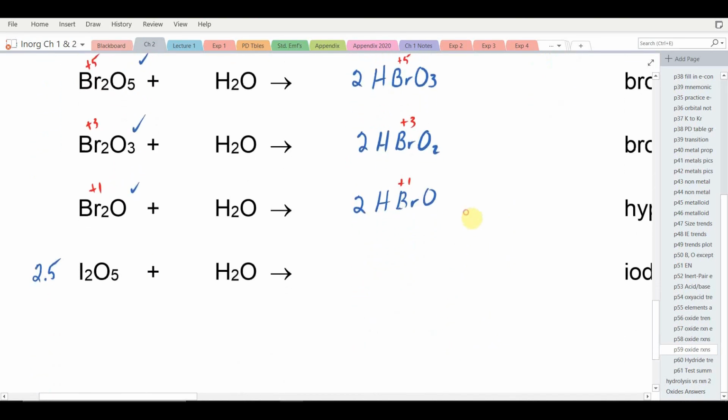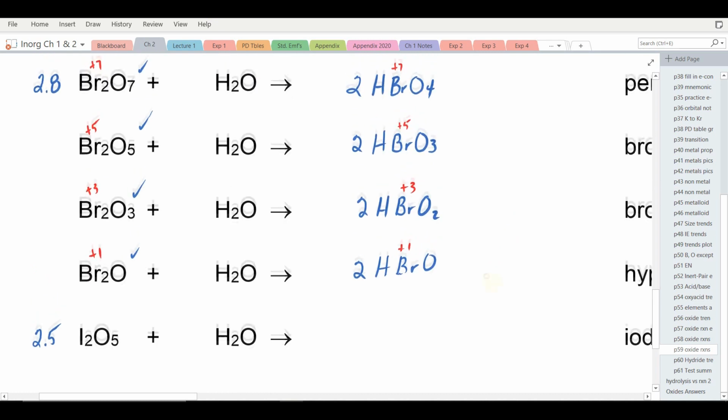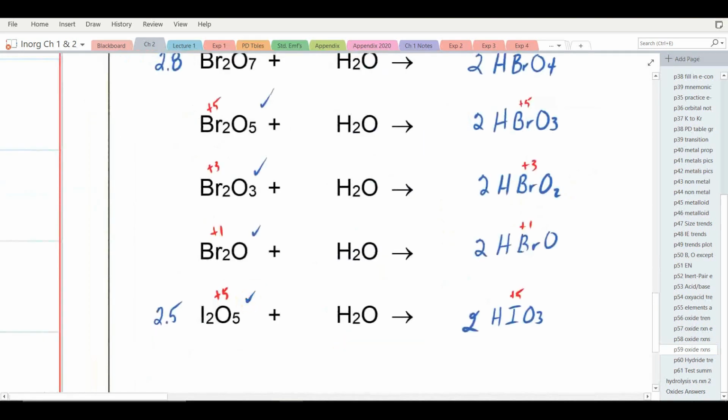And the last one here is iodine. Iodine has an electronegativity of 2.5. It is a nonmetal. What are the oxyacids of iodine? Well, same as bromine and chlorine, we could have periodic, iodic, iodous, hypoiodous. This is iodine +5. So what oxyacid is formed? It would be HIO3, in which the iodine is +5, and that's called iodic acid. To balance that, I think we just need a 2, and you must know that as well.